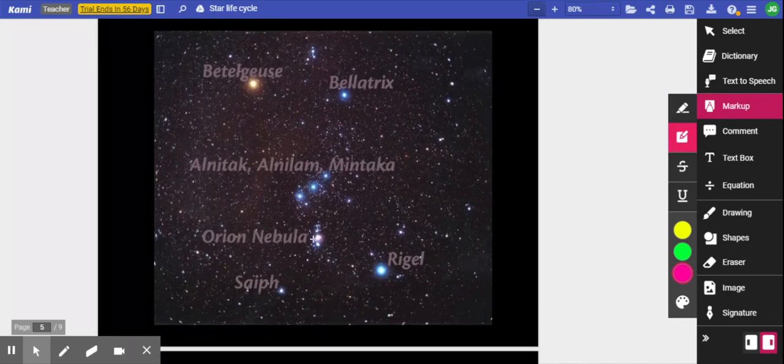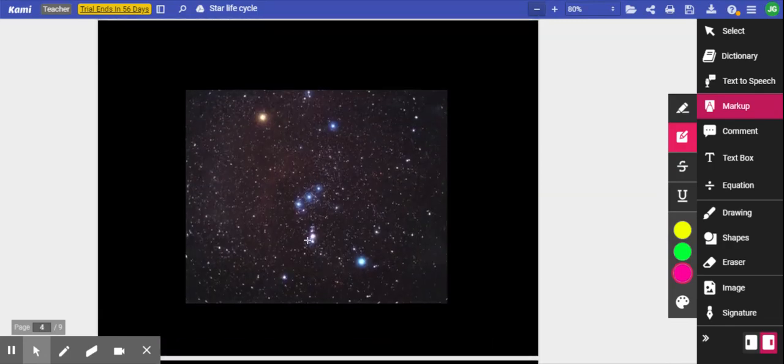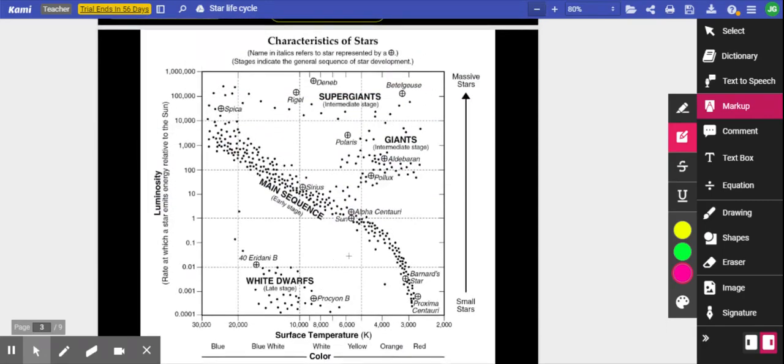Under Orion's belt is the Orion Nebula. This is a star nursery where lots and lots of stars are born in the very early stages of life.